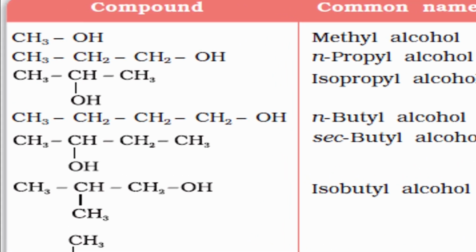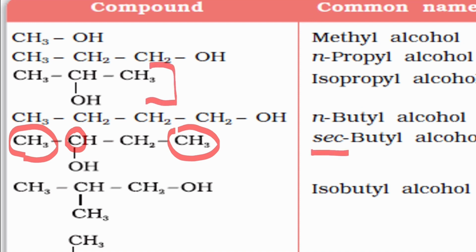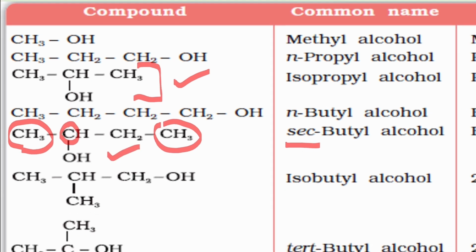Because for iso, the condition is that 2 methyls should be on the same carbon. Here 2 methyl groups are not on the same carbon. So I cannot call it iso. But the carbon which is attached to OH is directly attached to 2 more carbons. So definitely I can call it secondary. Now the question arises, can we call this secondary propyl? Yes, we can. This is secondary propyl alcohol, isopropyl alcohol. But here this is secondary but not iso. I hope you have understood the difference.